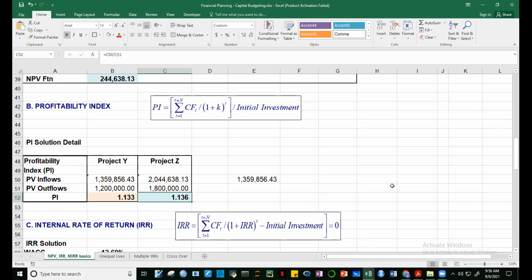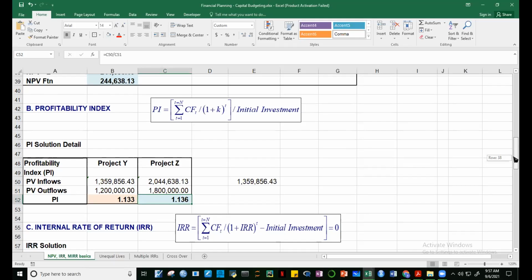Okay, so based on the profitability index, guys, sino mas okay? Si Project Y or si Project Z? Okay, chat please. Based on that, based on profitability index. Okay, thank you, Marco. Tama, Project Z. Kasi mas mataas yung profitability index niya.